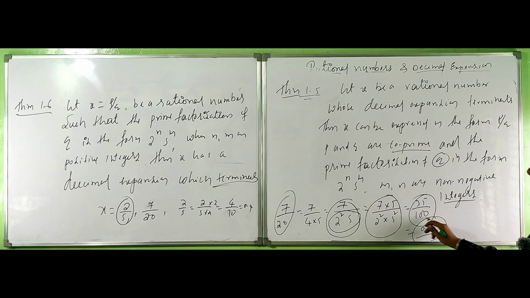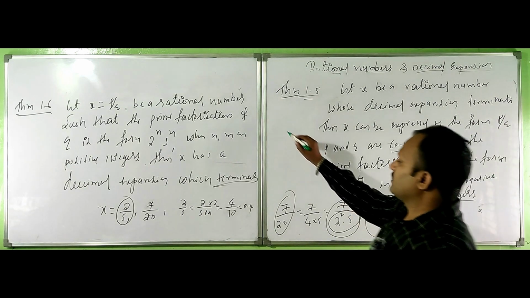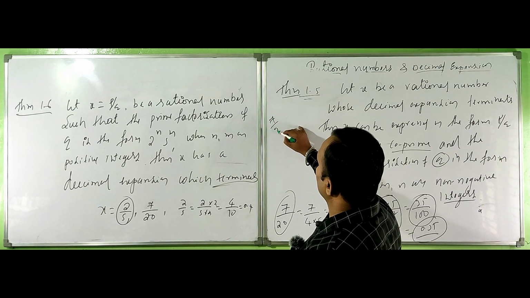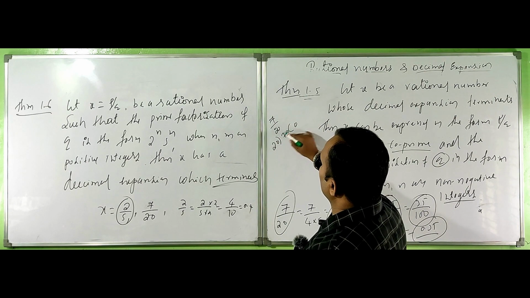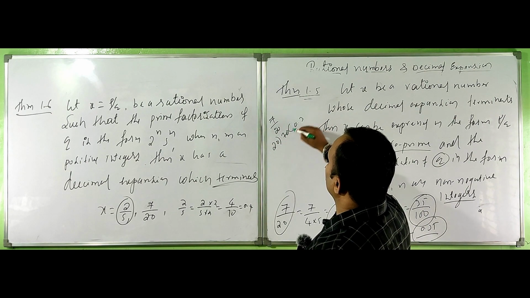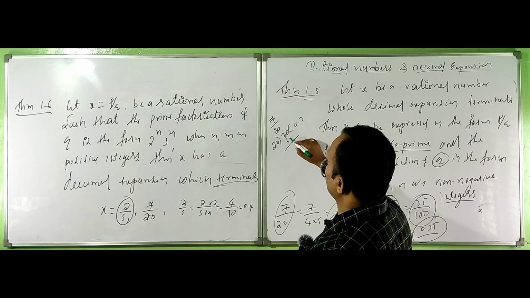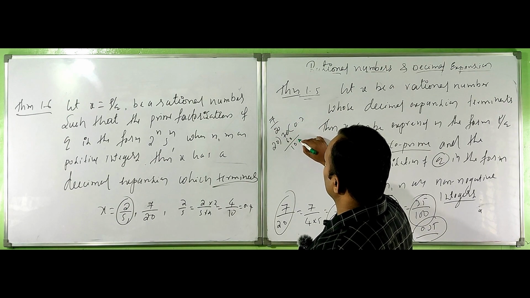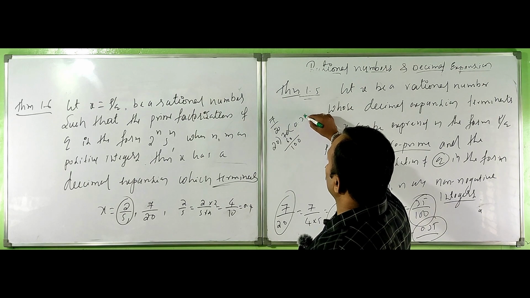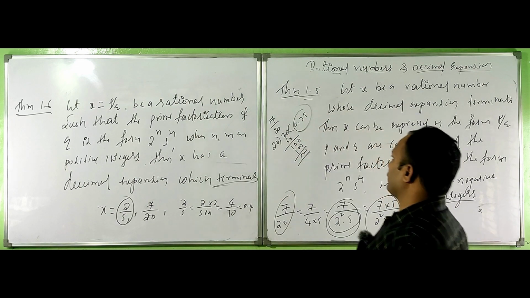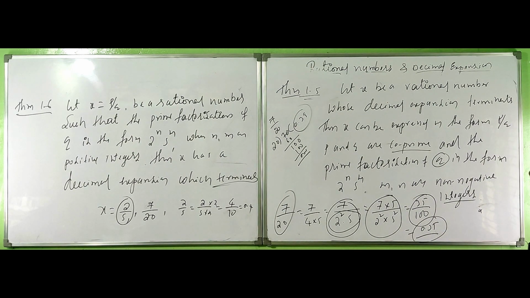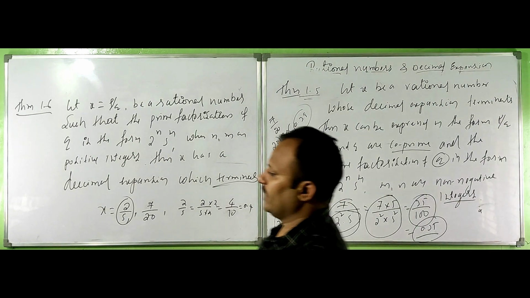We can do it also like this: 7 by 20. 20 into 7 point... this becomes 70, then 60, 10 becomes 100, and 20 into 5 is 100. This is 0.35. The easiest way is this expansion.